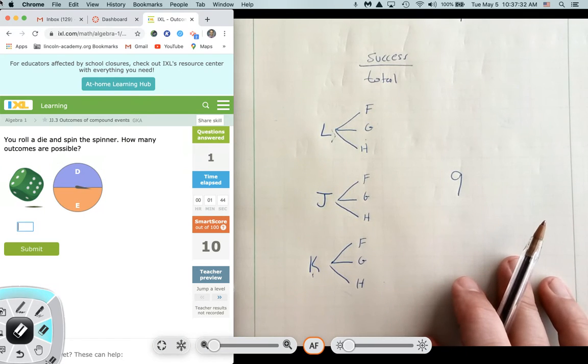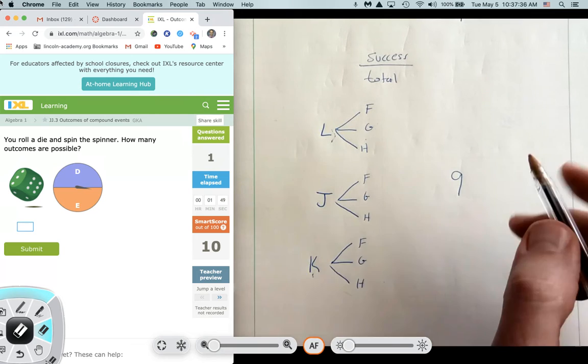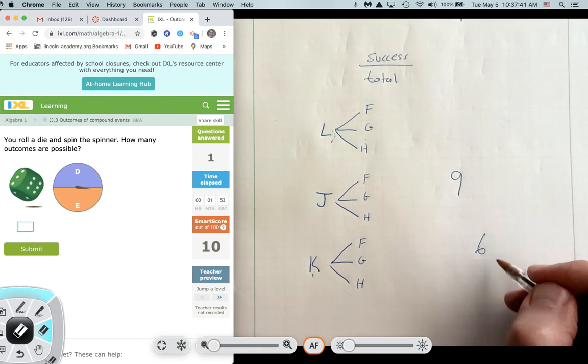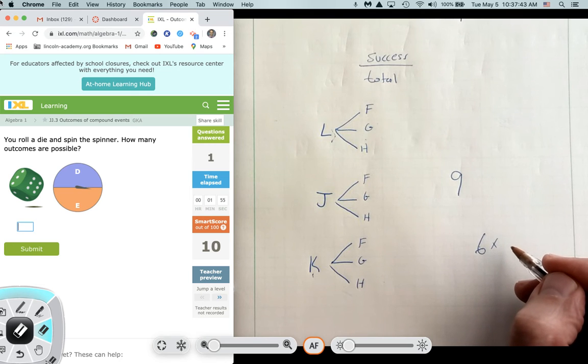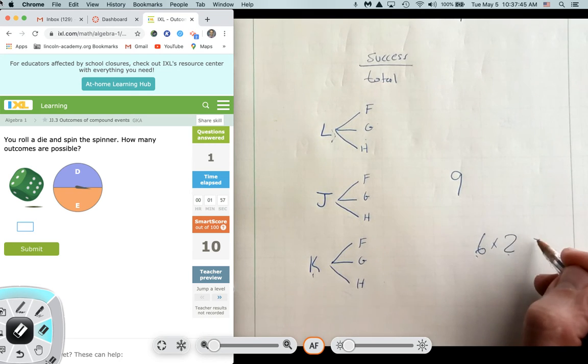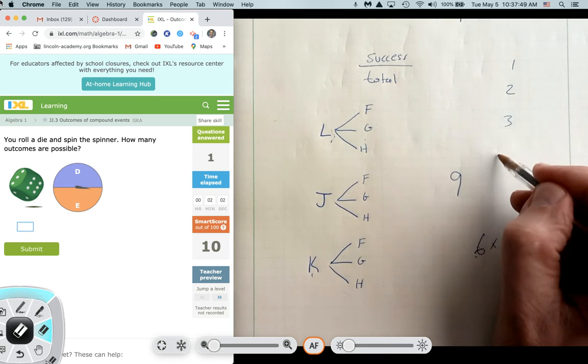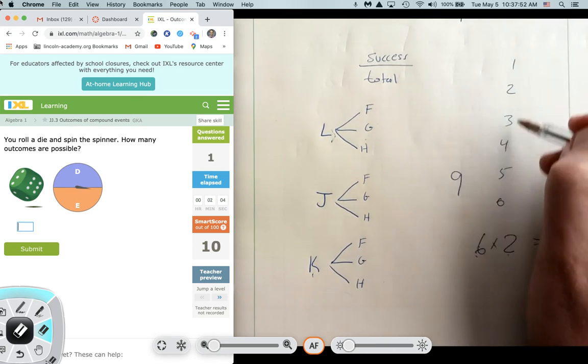So here, you roll a die and spin the spinner. How many outcomes are possible? Well, there's a total of how many outcomes on rolling the die? 6. How many outcomes on spinning the spinner? 2. What's 6 times 2? 12. We could take the time to do the 1, 2, 3, 4, 5, 6.